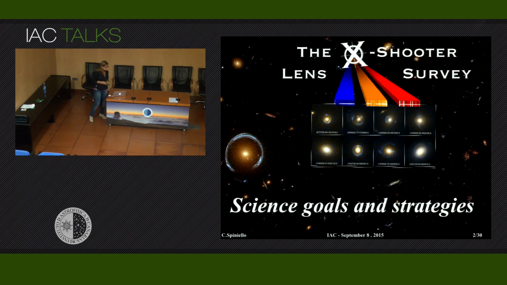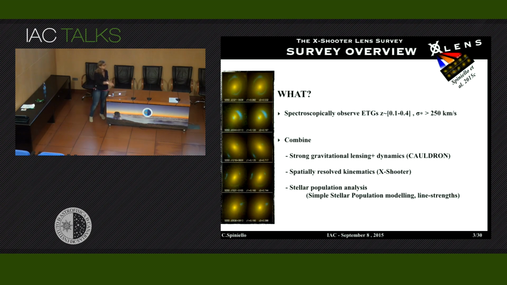So let me start from the XLENS survey, and in particular, let me introduce the goals and strategy of the survey. We spectroscopically observe a sample, relatively small for the moment, of 10 very massive early type galaxies, the red and dead galaxies, as you can call them. They all have velocity dispersion above 250 kilometers per second, and they range in redshift between 0.1 and 0.4, although we have two very massive galaxies with redshift 0.6 and 1, which is ongoing analysis, and we hope to publish them soon.